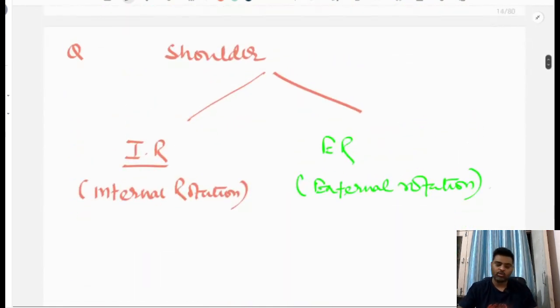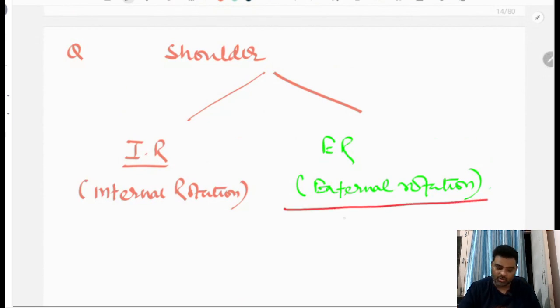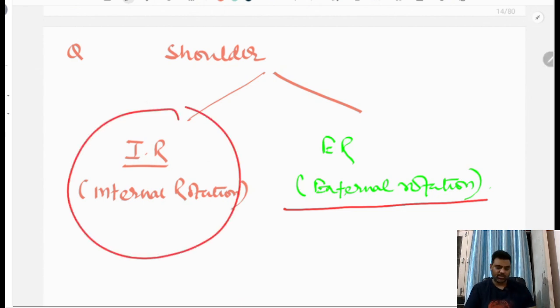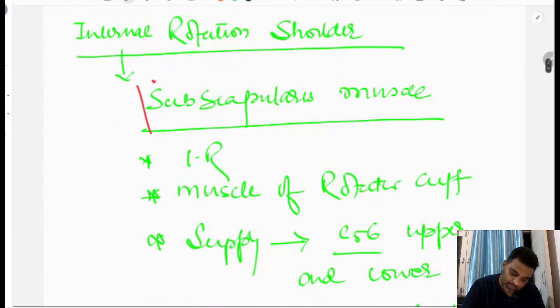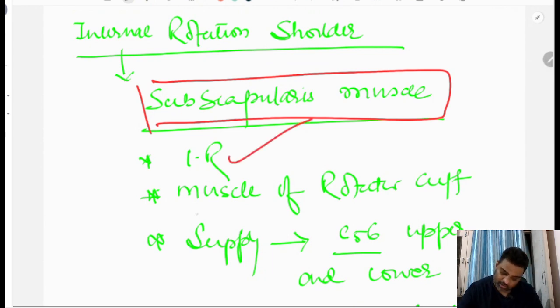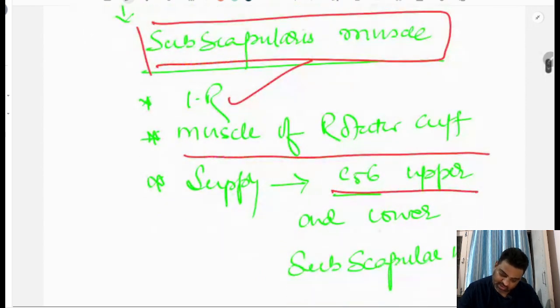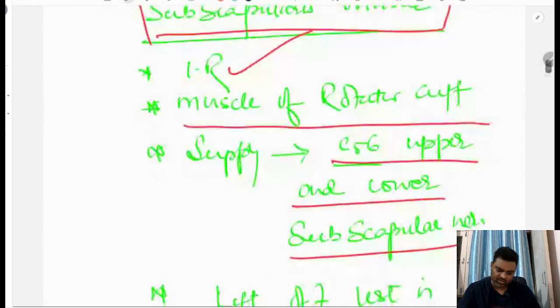Now, the shoulder external rotators: there are two. The main external rotator is the infraspinatus, and the weak external rotator is teres minor. Infraspinatus is supplied by the suprascapular nerve, and teres minor is supplied by the axillary nerve. Internal rotator, I have told you the main internal rotator is subscapularis, and the test is done with the lift off test. So internal rotation is by the subscapularis muscle, a muscle of the rotator cuff, supplied by C5, C6 and the lower subscapular nerve. This is not asked. Okay.